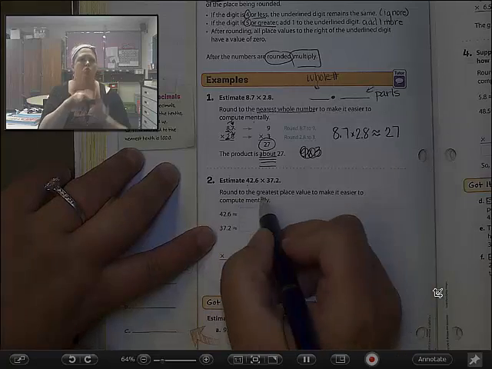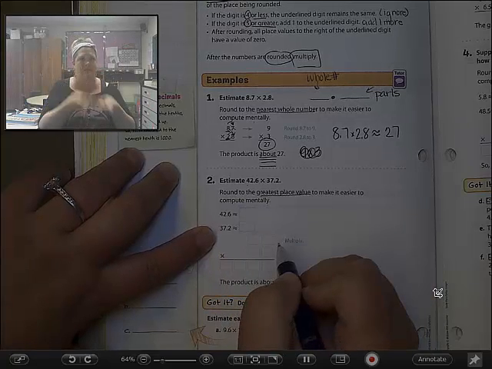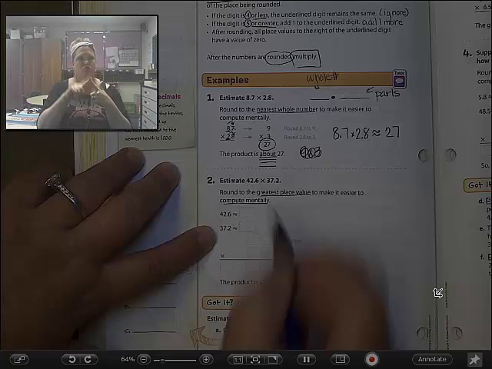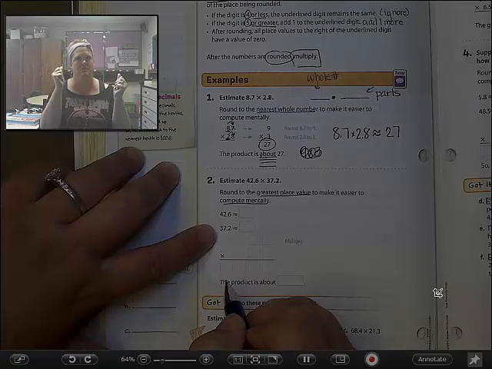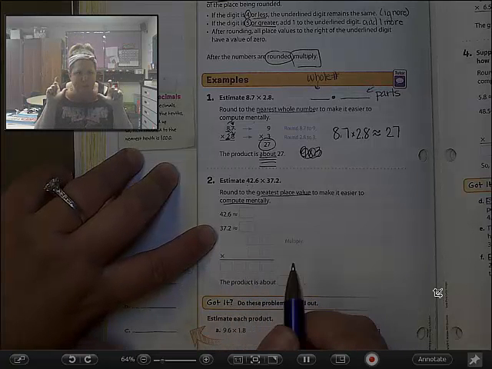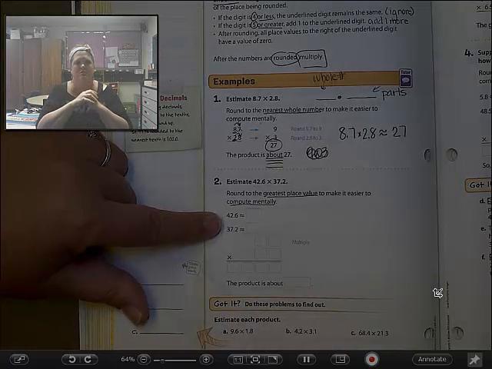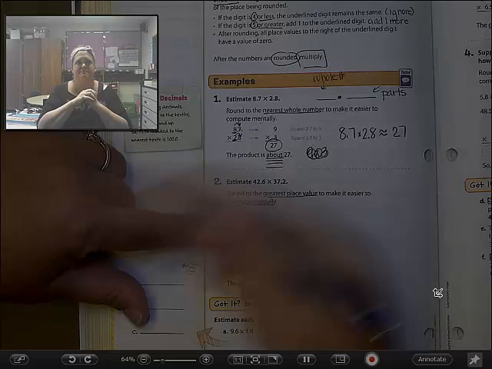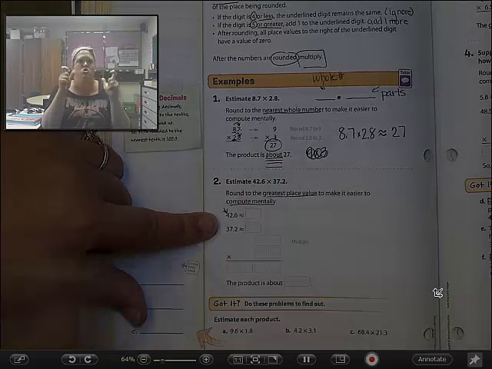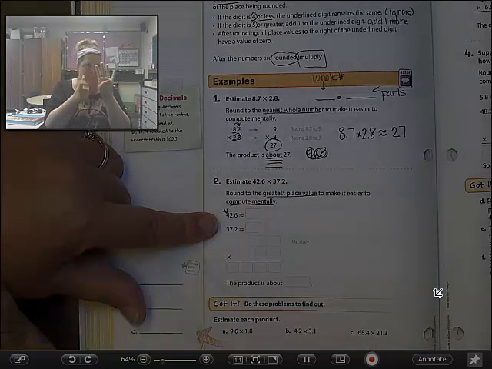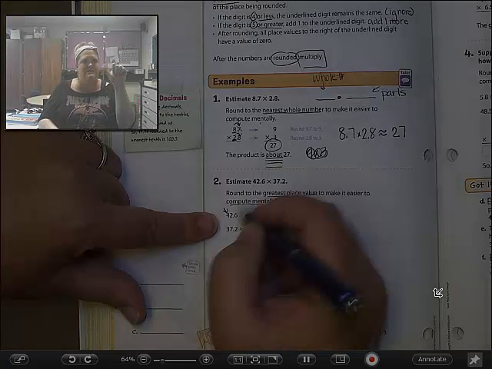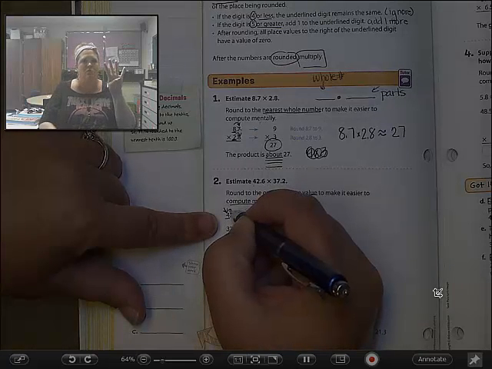Round to the greatest place value. To make it easier, I'm in the ones. Carry my 1. 13, plus 1 is 14. 2 plus 1 is 3. So I got 44.3, which is about 45. Now into our tens. So my final answer is 44. We're going to find our number, look right next door.